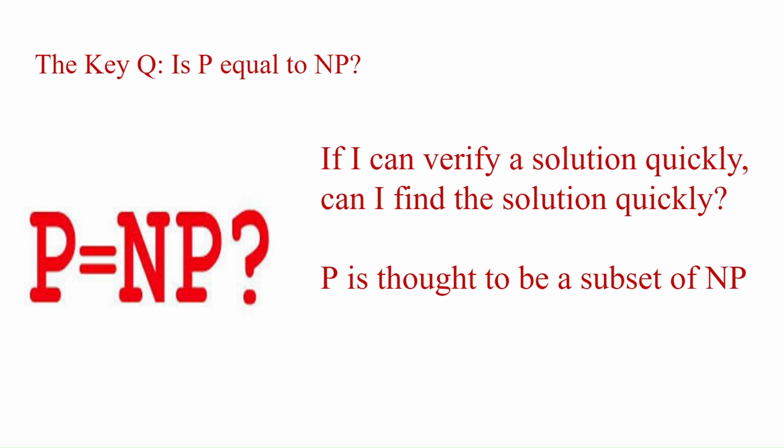So why is P thought to be a subset of NP? Well, every problem in P, so problems we can solve quickly, is also in NP, because if we can find a solution quickly, we can obviously verify it quickly too. In fact, the verification process might be even easier than finding the solution. But not every problem in NP is in P. That's the mystery. There are problems where verification is easy, but we don't know if solving them is easy. So, moving on.